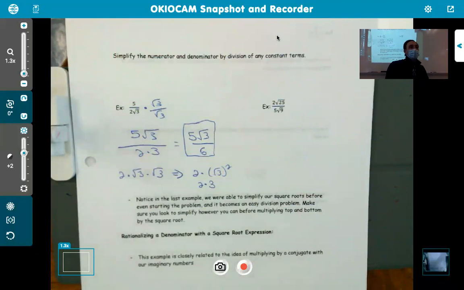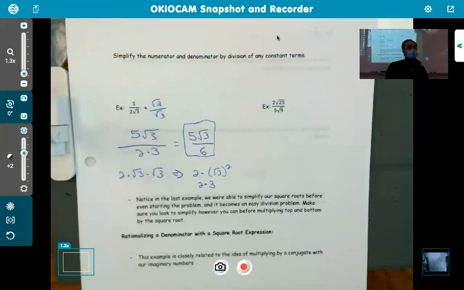What should I do to start the next example? So given what we've done so far, times by the square root of 9. Well, what is the square root of 9? 3, right?